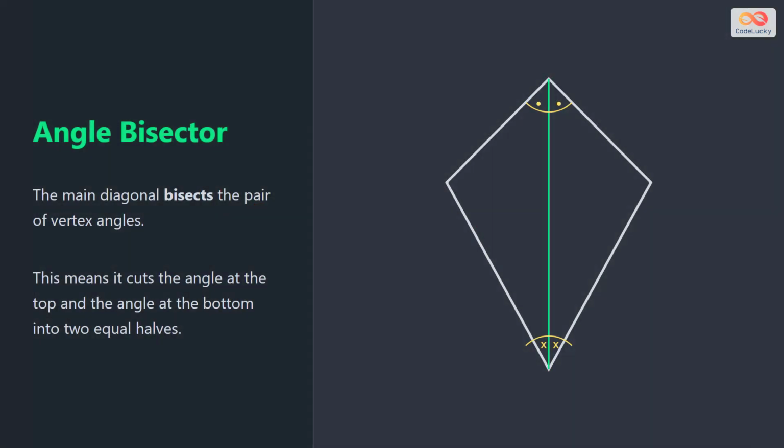The main diagonal does something else special. It bisects the vertex angles. This means it splits the angle at the top and the angle at the bottom into two exactly equal parts.